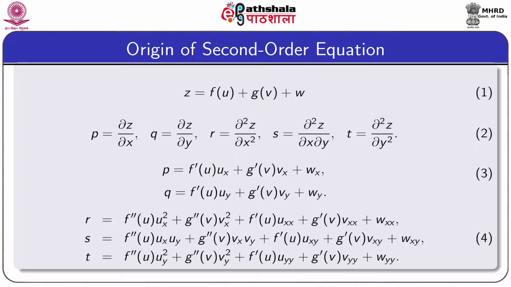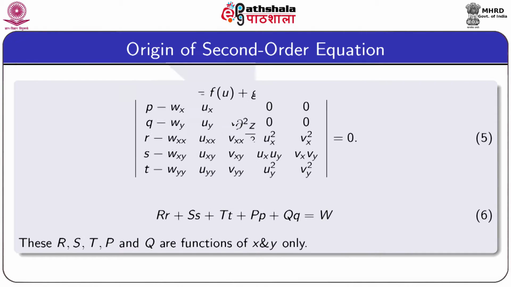Now, in these 5 equations the unknowns are the functions f and g. So, we eliminate the derivatives f dash, g dash, f double dash and g double dash from these 5 equations, and we obtain the relation, the determinant, which is written in equation number 5.